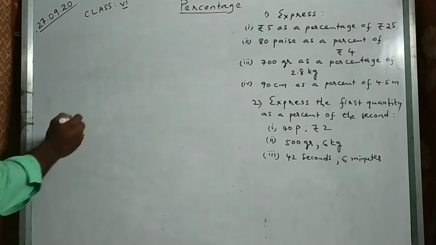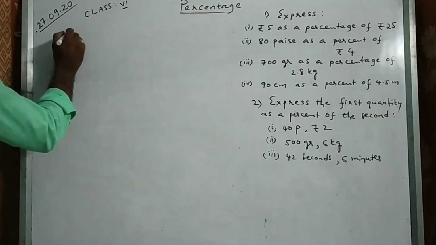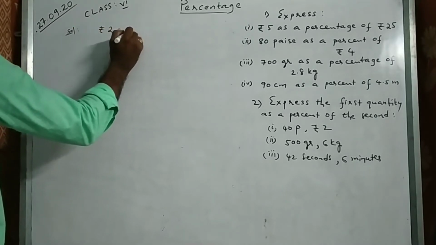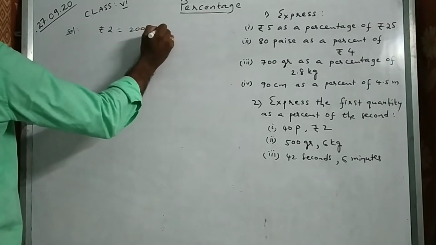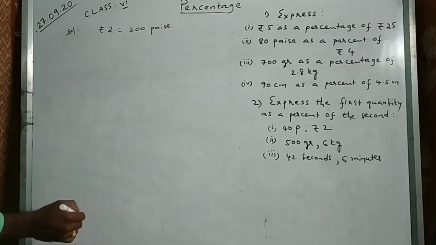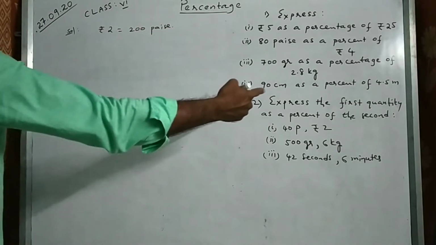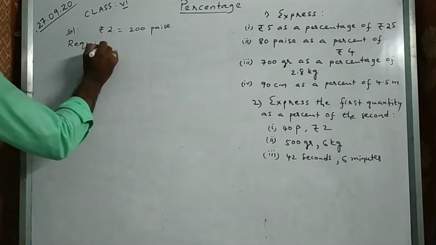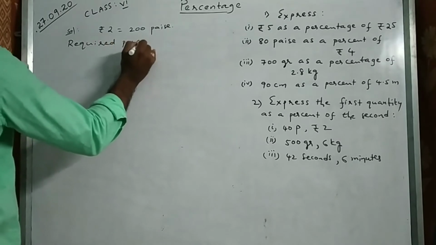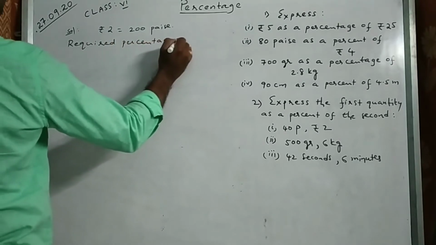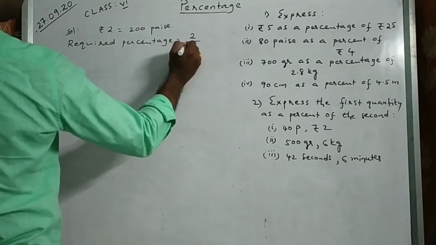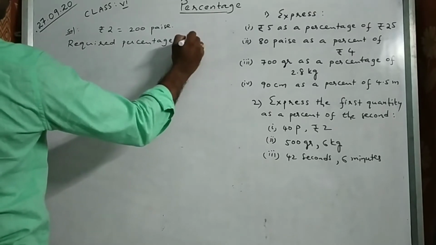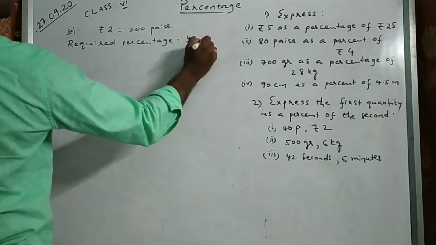₹40 paise, ₹2. ₹2 means 200 paise. Can you understand this? 1 rupee equal to 100 paise. 2 rupees means 200 paise. So required percentage is equal to 40 paise upon 200 paise into 100.